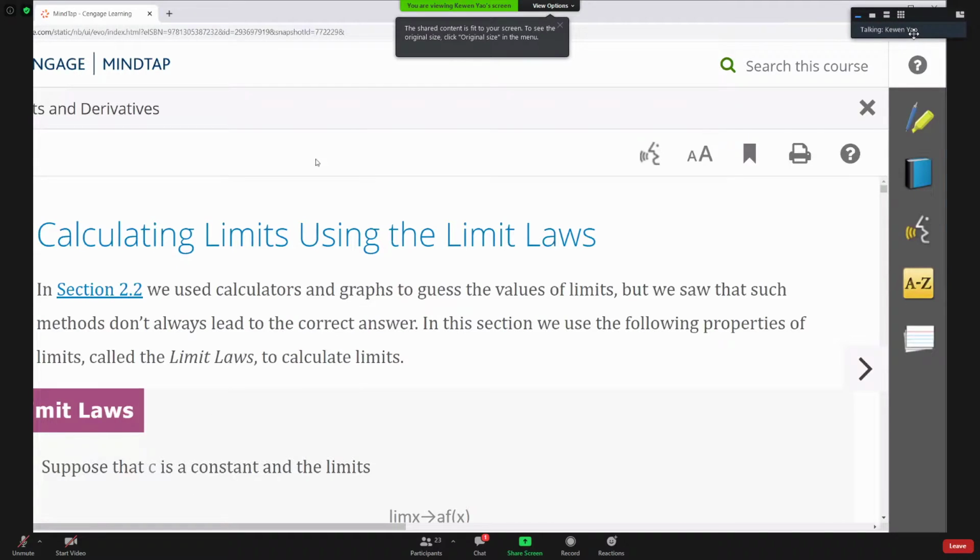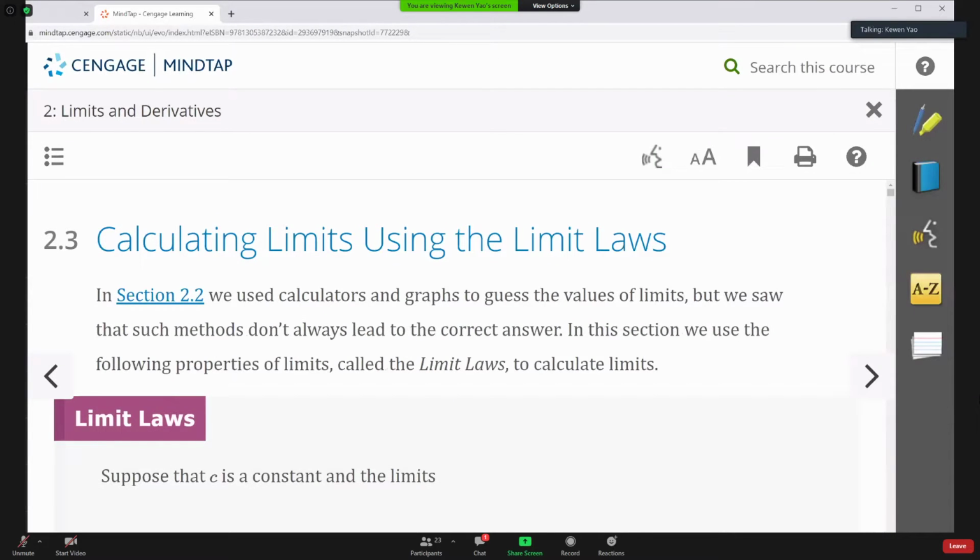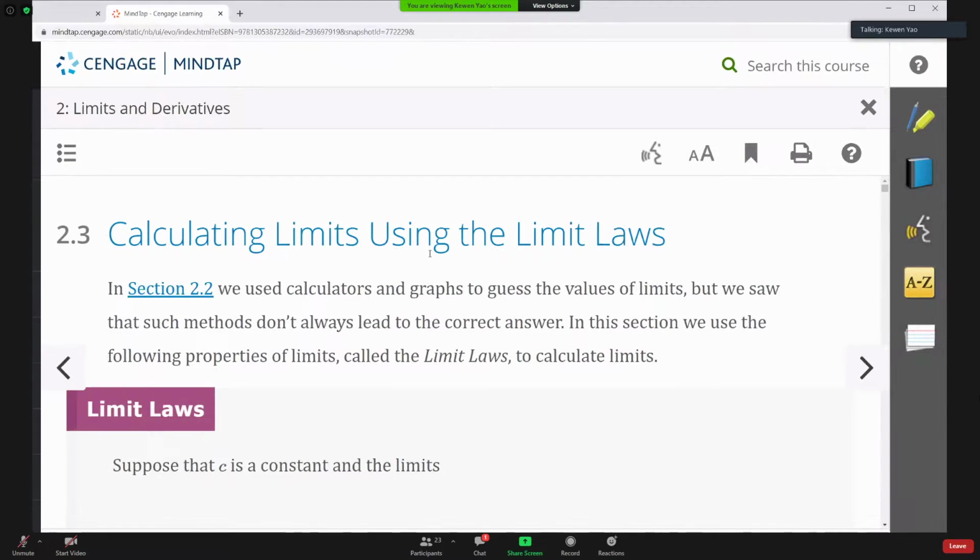Now we're in section what? We're in section 2.3, okay? So we have to learn how to find the limit by using what we call the limit laws, using algebra, right? In section 2.2, we used what? We used the graphs, we used the pictures, right? To see the limit. Remember, we found how to calculate the left limit and the right limit and the two-sided limit, right?